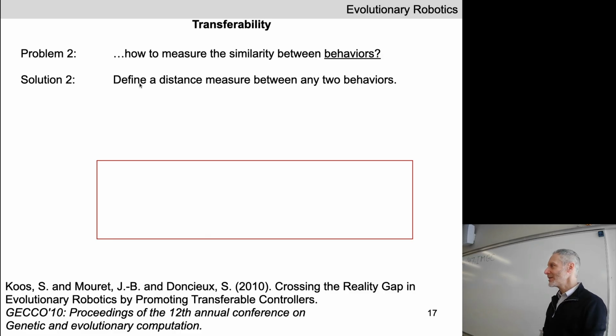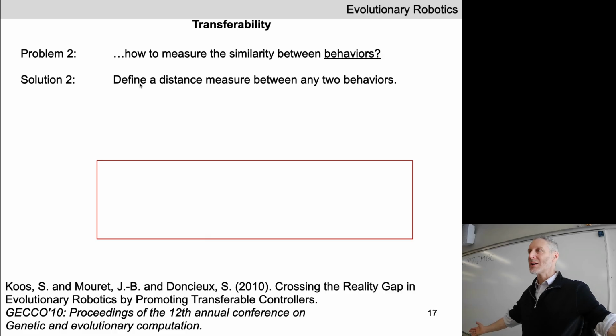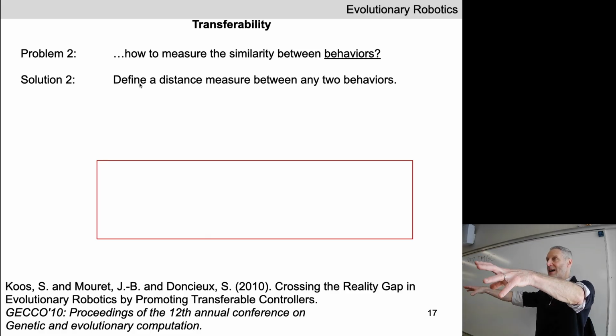Remember our Department of Silly Walks, right? Ministry of Silly Walks. How do you measure the distance between two silly walks? Like the difference in motor commands? Okay, we could. So we could take the motor commands sent to the simulated robot when it's running controller I and controller J.